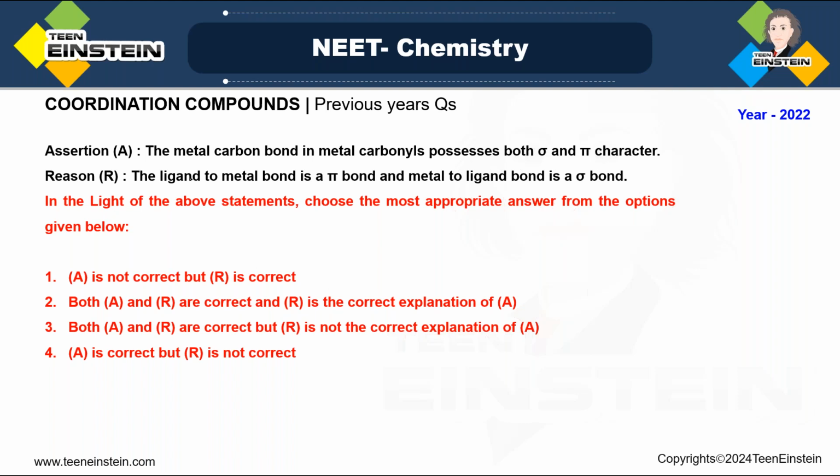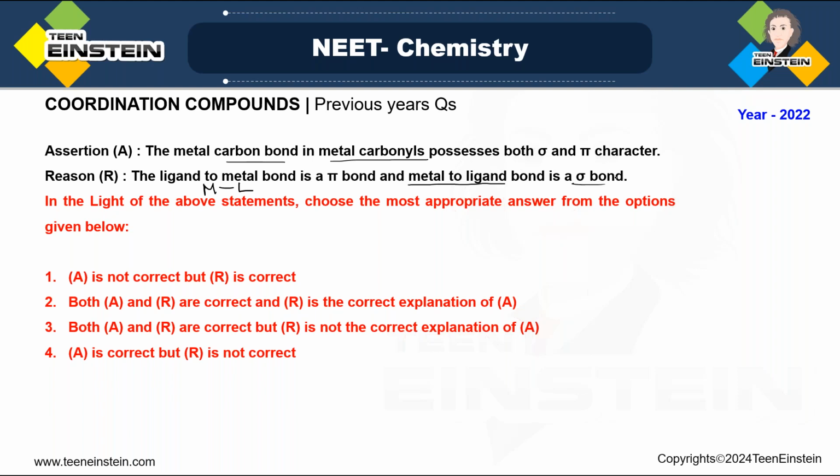Assertion reason type of problem. The assertion statement says the metal carbon bond in metal carbonyl complexes, basically metal carbonyls, possesses both sigma character as well as pi character. And the second statement, the reason, is about the ligand to metal bond and the metal to ligand bond. Ligand to metal bond means the ligand is donating to the metal, and metal to ligand bond means the metal is donating to the ligand. Now it is mentioned that the ligand to metal bond is pi bond in nature, and the metal to ligand bond is sigma bond. But is it correct? That we have to understand.